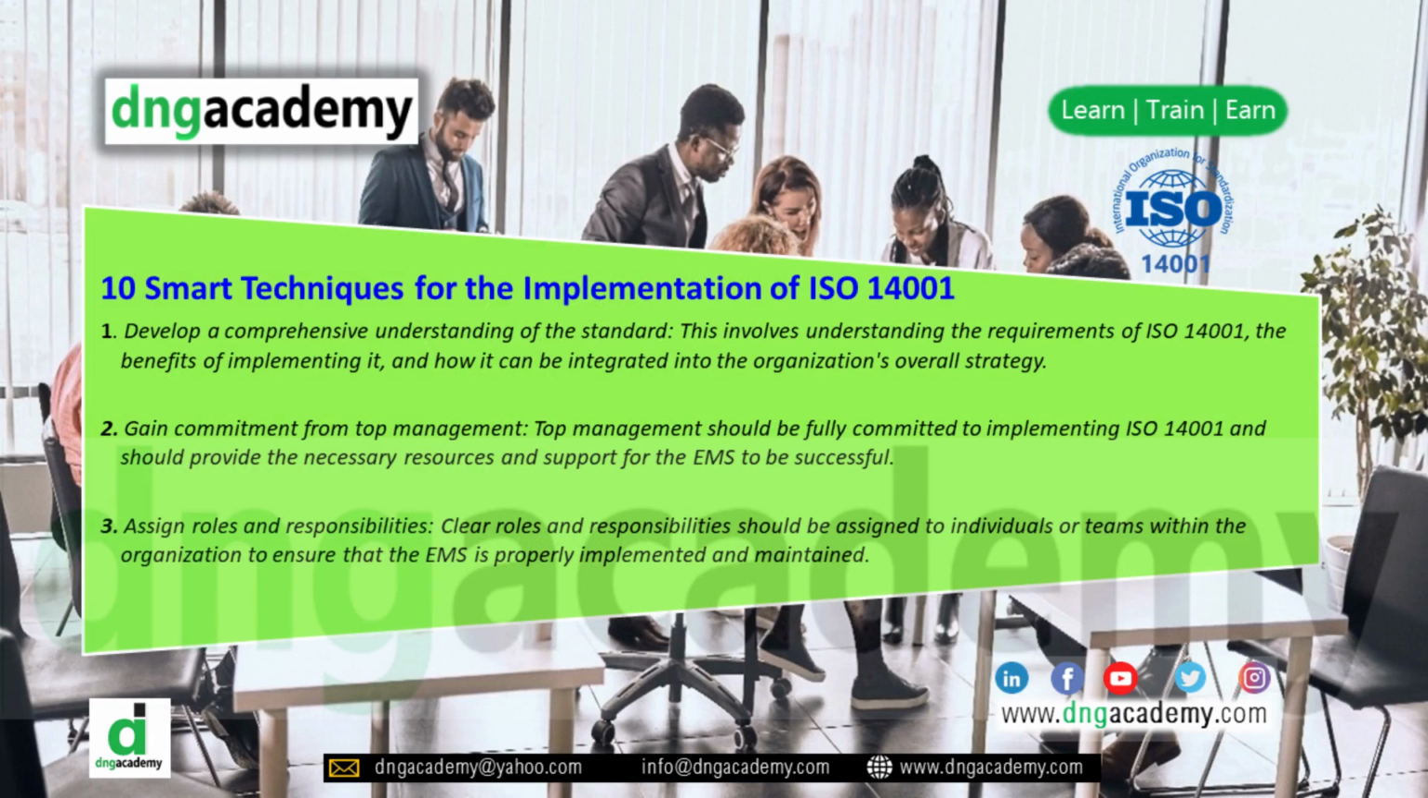The following are 10 smart techniques that can help organizations implement ISO 14001 effectively. Number 1. Develop a comprehensive understanding of the standard. This involves understanding the requirements of ISO 14001, the benefits of implementing it, and how it can be integrated into the organization's overall strategy. Number 2. Gain commitment from top management. Top management should be fully committed to implementing ISO 14001, and should provide the necessary resources and support for the EMS to be successful. Number 3. Assign roles and responsibilities. Clear roles and responsibilities should be assigned to individuals or teams within the organization to ensure that the EMS is properly implemented and maintained.